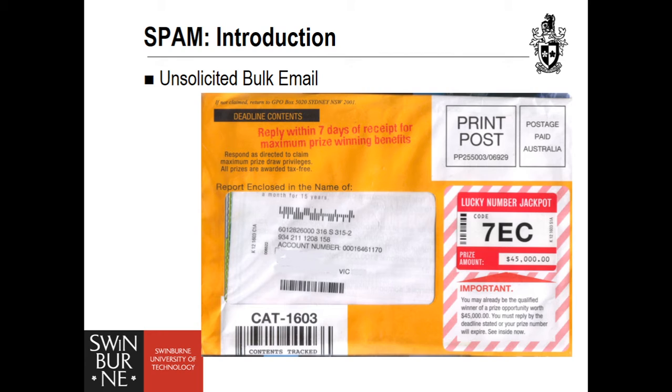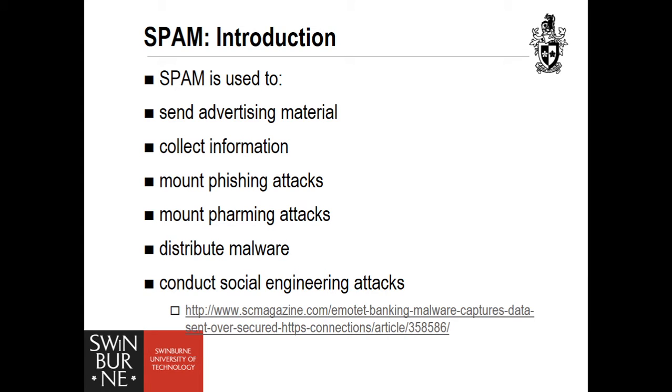Okay, now we go to the first thing, which is spam. What is spam? Spam basically we can consider as unsolicited bulk email. Spam is used to send advertising material, collect information, mount phishing attacks, mount pharming attacks, distribute malware, and they are also used to conduct social engineering attacks.